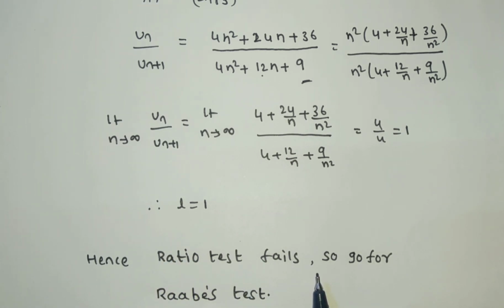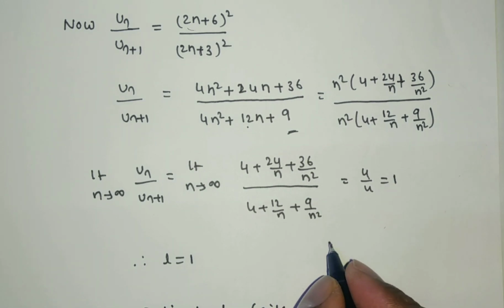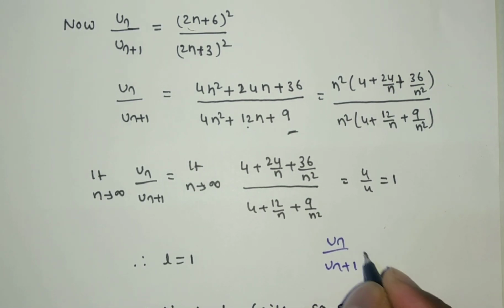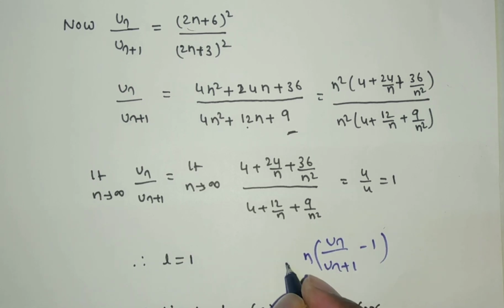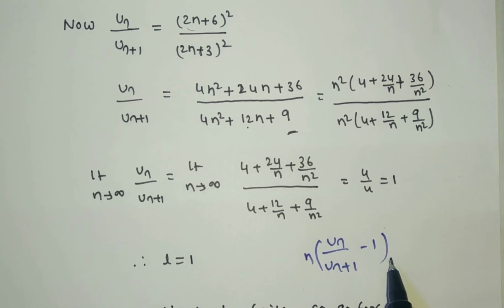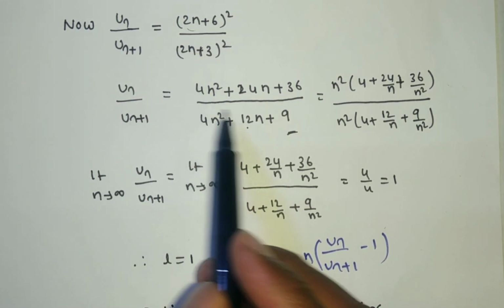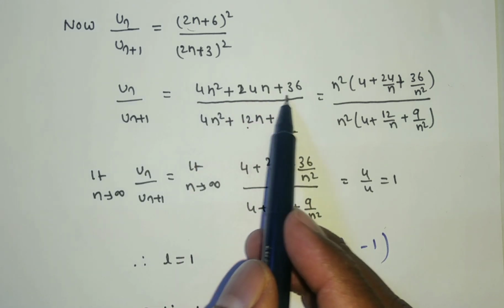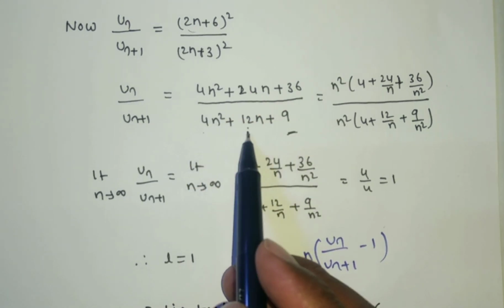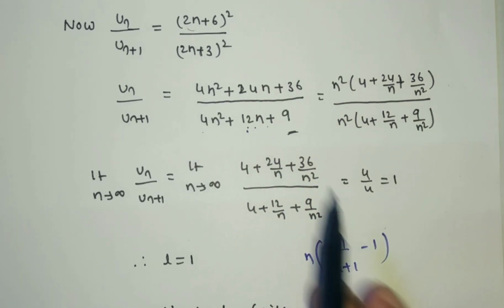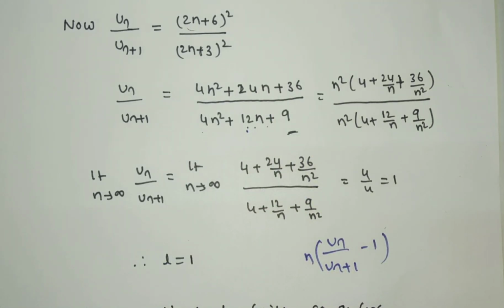When the ratio test fails, we have to go for Raabe's test. In Raabe's test, we have to find n times (un by un plus 1 minus 1) and apply the limit. If L is greater than 1, convergent; less than 1, divergent; equal to 1, the test fails. We have already found un by un plus 1. What is un by un plus 1 now? Either this one or this one; for simplification, this is better. So (4n squared plus 24n plus 36) divided by (4n squared plus 12n plus 9), minus 1, and multiply with n. That gives Raabe's test.